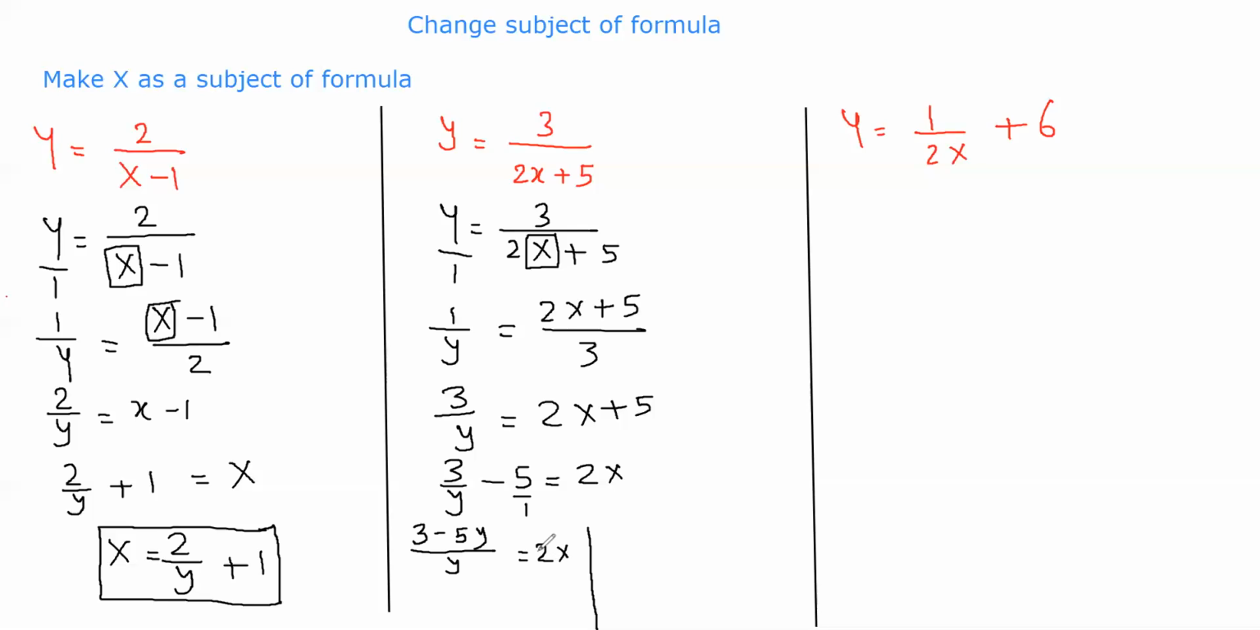This 2 is coming in multiply. When you shift it to the other side, it will come in divide. So 3 take away 5y divided by 2y is equal to how much? x. So 3 take away 5y divided by 2y is equal to x as the subject of the formula.